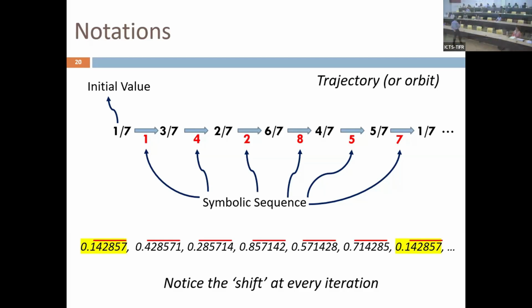So the argument we're making is I don't really care about what the actual value is going to be. I'm just interested in which interval I'm going to fall in every iteration. I just record that and display that. That is 142857, right? That's a symbolic sequence. And this is exactly what's happening at every iteration, right?